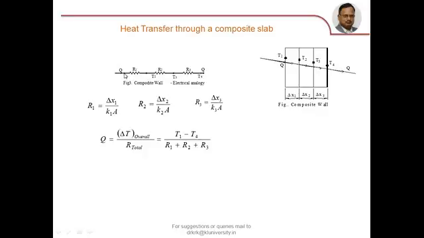So now let us write the expression for Q between these two nodes, T1 and T2. Now Q is equal to T1 minus T2 by R1. You have already calculated Q. You know T1 and you know R1. So you can determine T2.